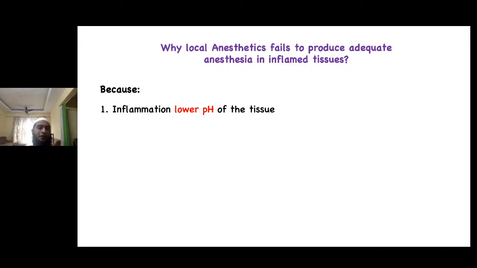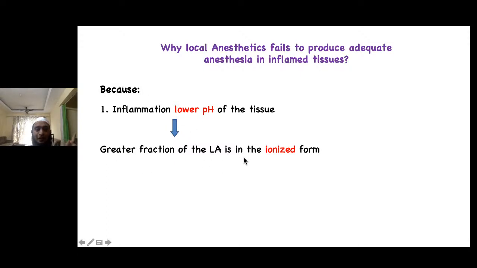And we know that local anesthetics are amphiphilic in nature, meaning they have both a lipophilic group as well as a hydrophilic group. They have both an acidic group as well as a basic group. Since it also contains a basic group, due to the acidic pH, the basic group of the local anesthetic undergoes ionization. As a result, a greater fraction of the local anesthetic is present in ionized form. And remember that when local anesthetic is present in ionized form, it will not diffuse into the membrane of the nerve fiber.